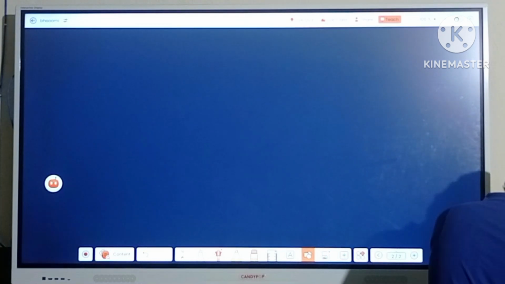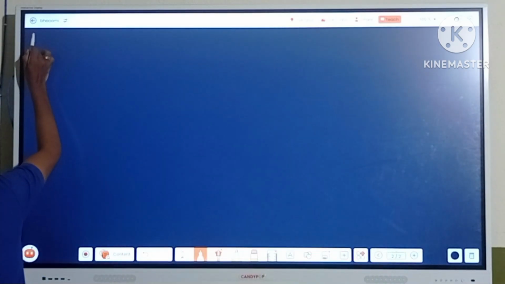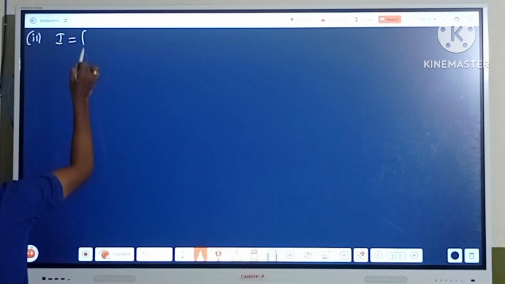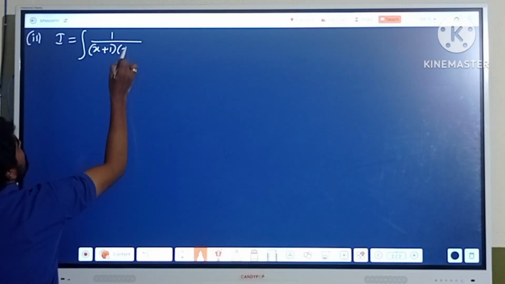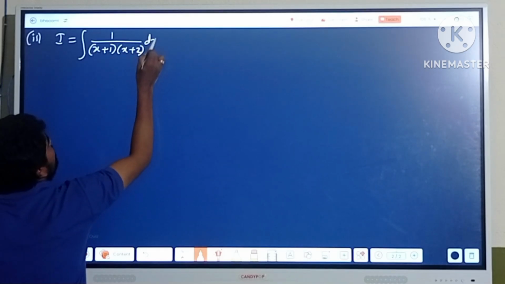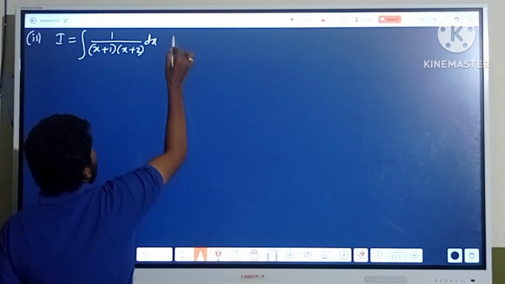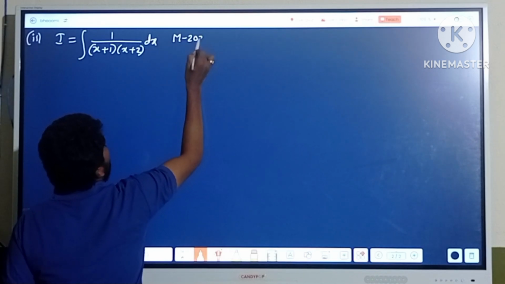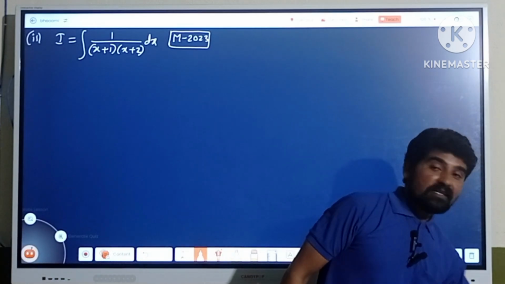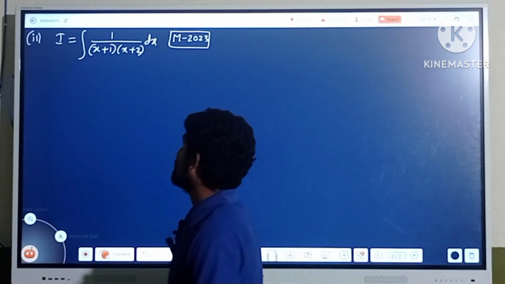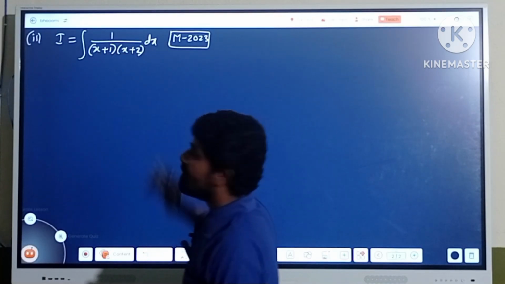Let us consider one more example. Evaluate I equals integration of 1 divided by x plus 1 into x plus 2 with respect to x. This question was asked in March 2023. See here, the integrand used in this integral problem is a proper rational function, and in its denominator there exist two linear non-repeating factors.